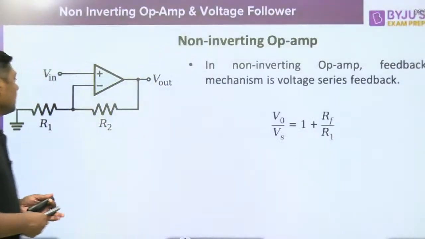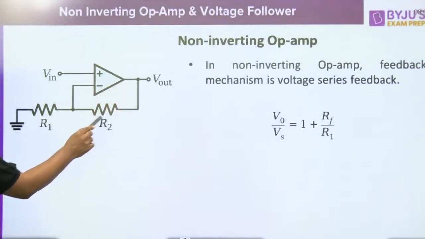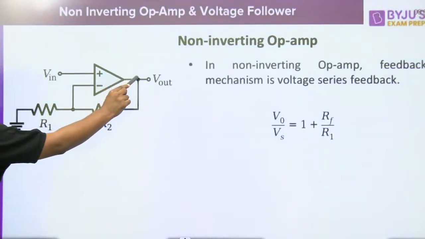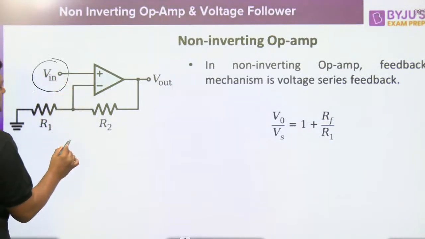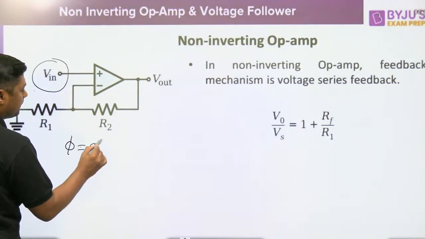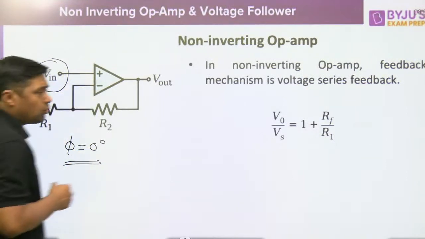Watch this diagram. What about the feedback? When the output is connected to the inverting terminal, that is called negative feedback, and the input is connected to the positive terminal, and that's why the phase shift of this circuit is 0 degree, because the input is connected to the positive terminal, and that is called what?